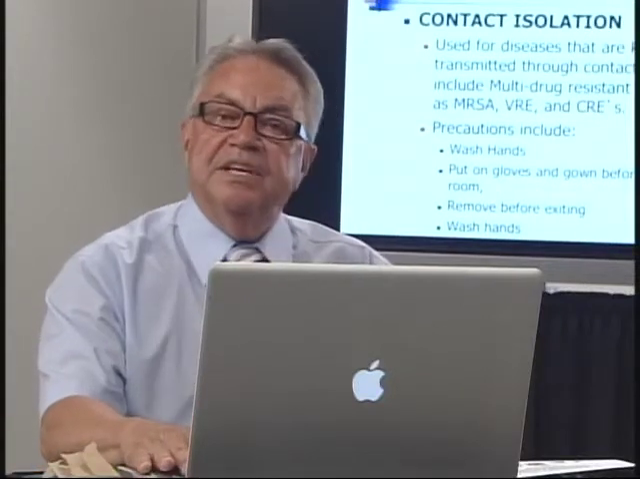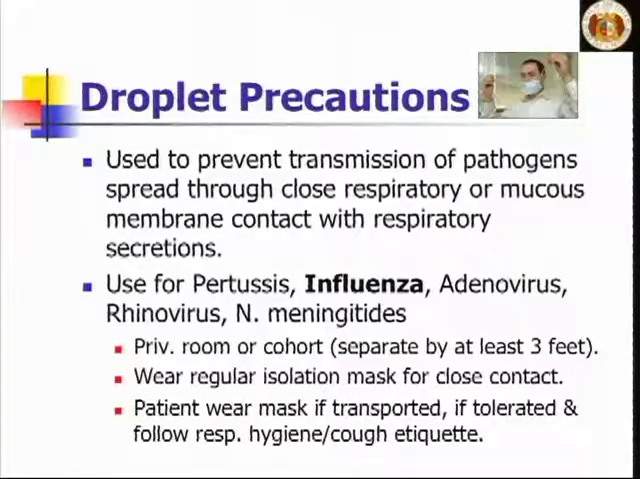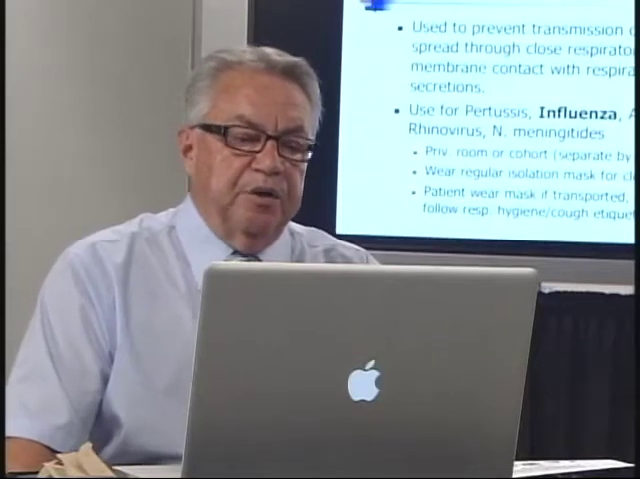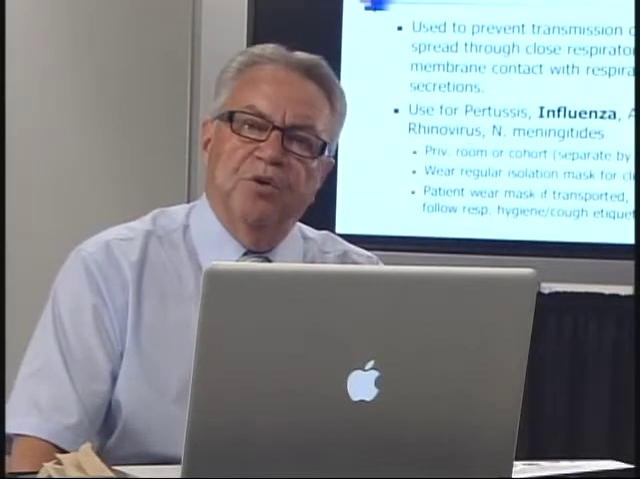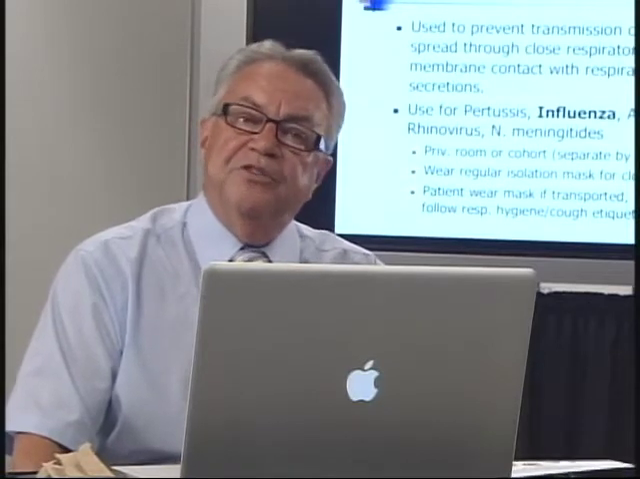That's called contact isolation. The second one is droplet isolation or droplet precautions, and this is used to prevent transmission of pathogens that are spread through close respiratory or mucous membrane contact with respiratory secretions. Diseases like whooping cough or pertussis, influenza, adenovirus, rhinovirus, all these viruses that cause common colds. And in this case, the patient you would see the most in a nursing home or skilled nursing facility would likely be someone with influenza.